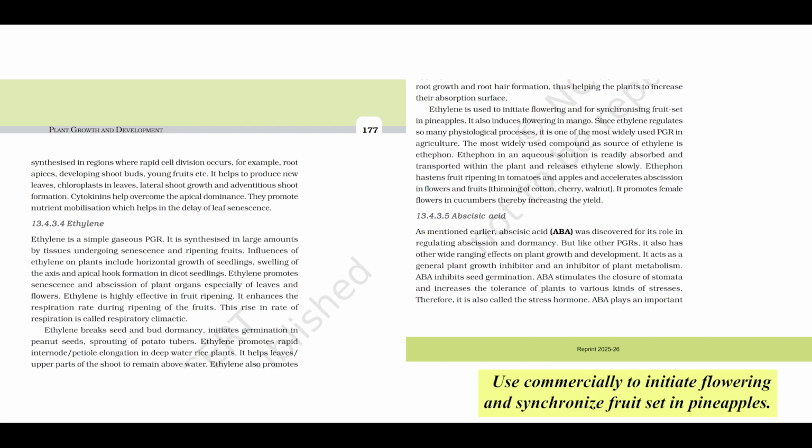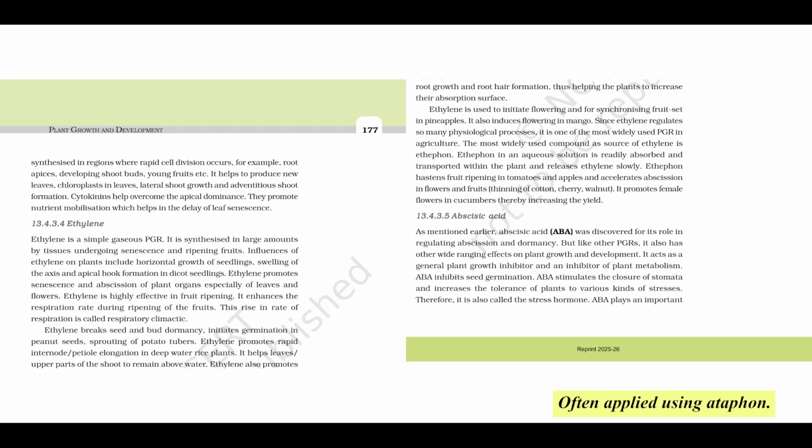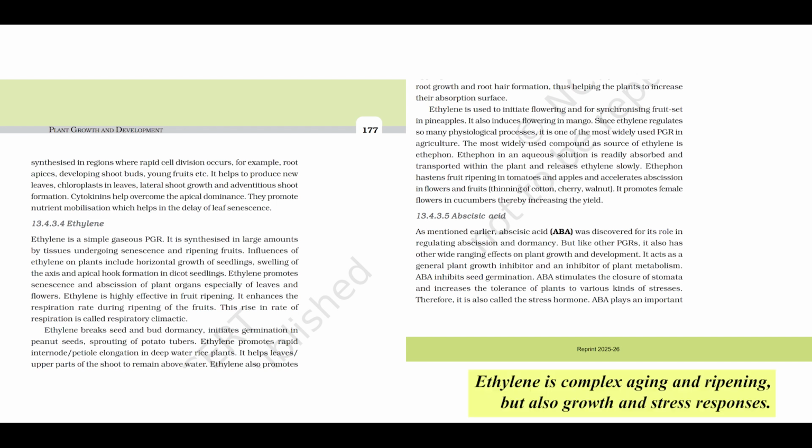Very versatile. Used commercially to initiate flowering and synchronize fruit set in pineapples and induce flowering in mango. It's one of the most widely used PGRs in agriculture, often applied using ethephon. Ethephon, what's that? Ethephon is a liquid that's absorbed by the plant and releases ethylene slowly inside. Very convenient. Uses of ethephon: hastens fruit ripening in tomatoes and apples, accelerates abscission for thinning cotton, cherry, walnut, and it promotes female flowers in cucumbers, increasing yield. Wow. Ethylene is complex: aging and ripening, but also growth and stress responses. It is. Think of it as the ripening and aging hormone, but with important roles in stress adaptation too.